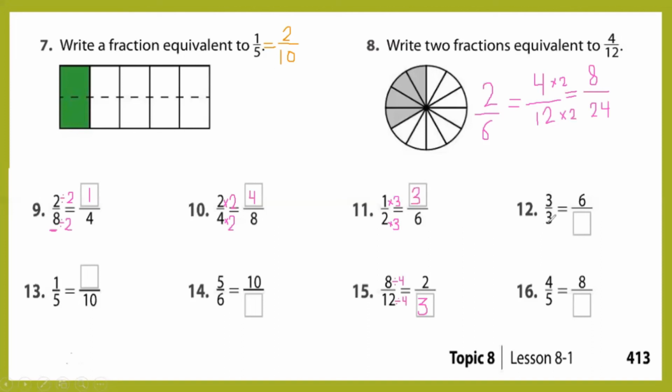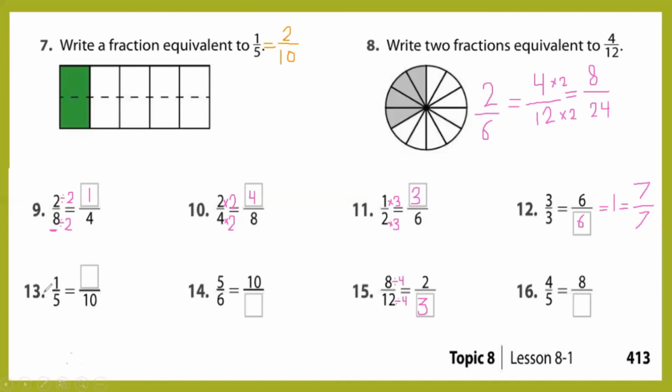3 out of 3. Look here, we said before, any number divided by or out of the same number equals 1. So I can write 3 out of 3 equals 6 out of 6 equals 9 out of 9 equals 7 out of 7. So any number over itself equals one whole. One whole.